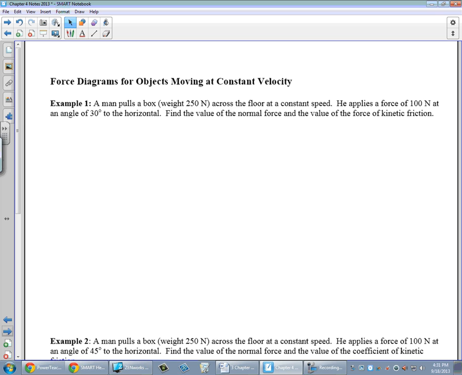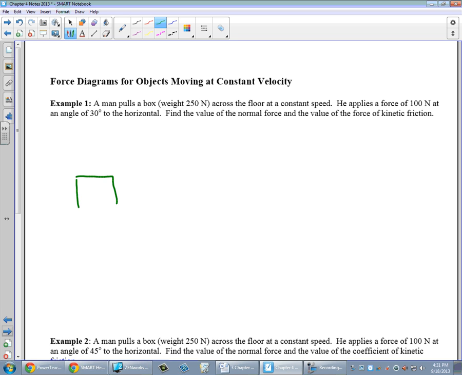Let's do some examples to make this a little bit more clear. Example 1: a man pulls a box with a weight of 250 newtons across the floor at constant speed. He applies a force of 100 newtons at an angle of 30 degrees to the horizontal. Find the value of the normal force and the value of the force of kinetic friction.